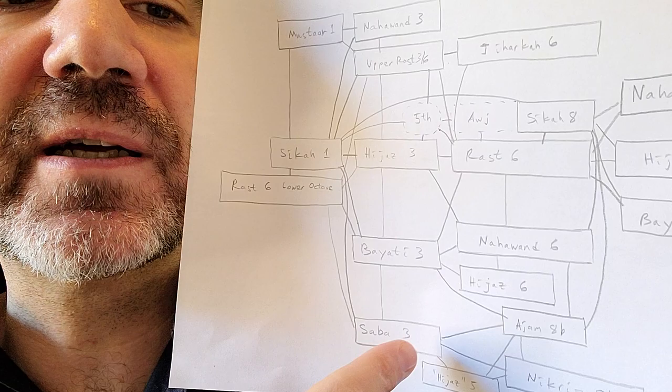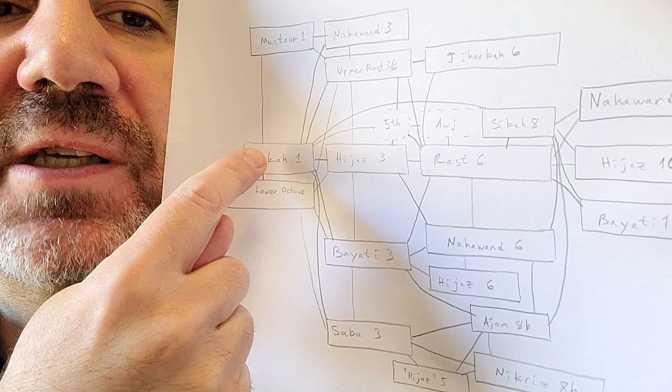Bi-btisam mithl zahri. That was the muwashshah we went over in the Maqam Bastenikar lesson.